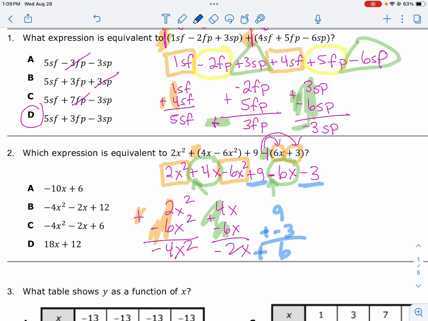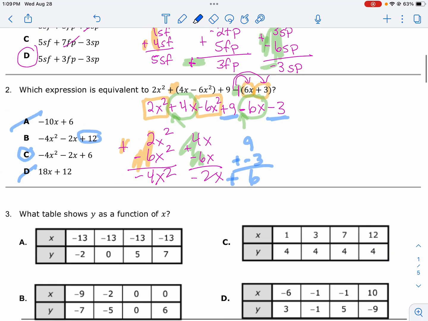And when I go look at my answer choices, I want you to realize that you could have knocked out A and D both because they had no x squareds in them after you combine like terms. And then C is the right answer because B has the wrong number at the end.